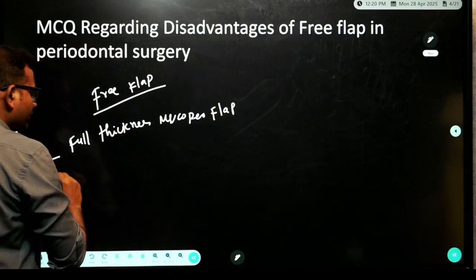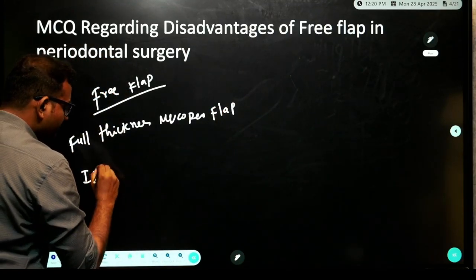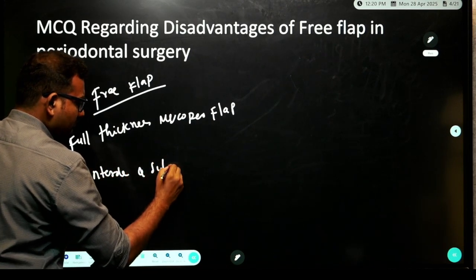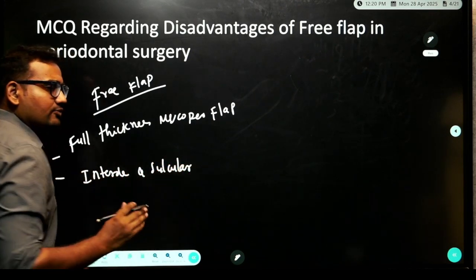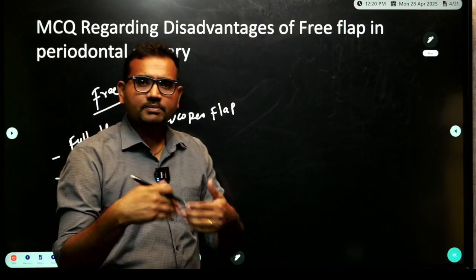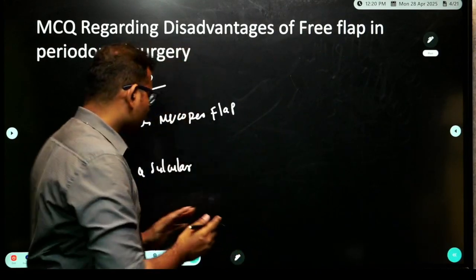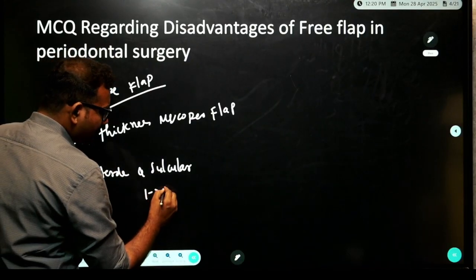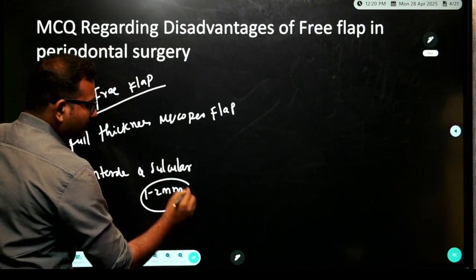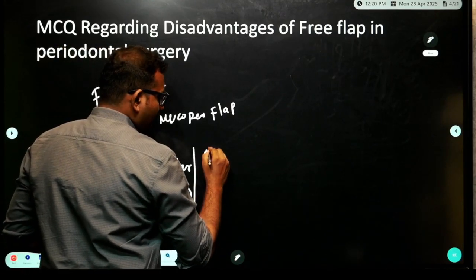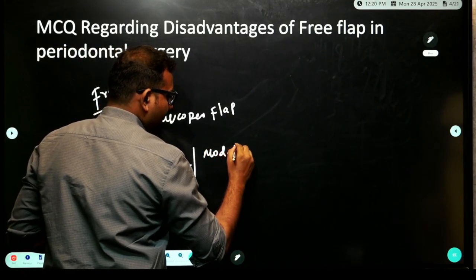So I'm going to give an interdental incision and a sulcular incision. I'm going to raise the flap, debride it, remove the granulation tissue, and suture it back. Approximately 1 to 2 mm of bone can be exposed with a simple full thickness mucoperiosteal flap, say for example, the modified flap operation or Kirkland flap.